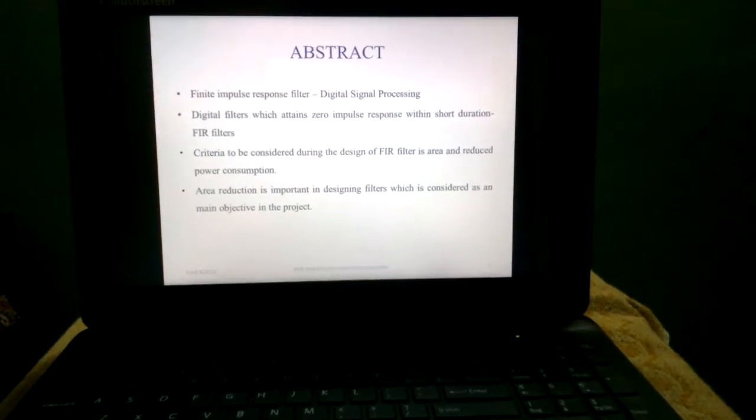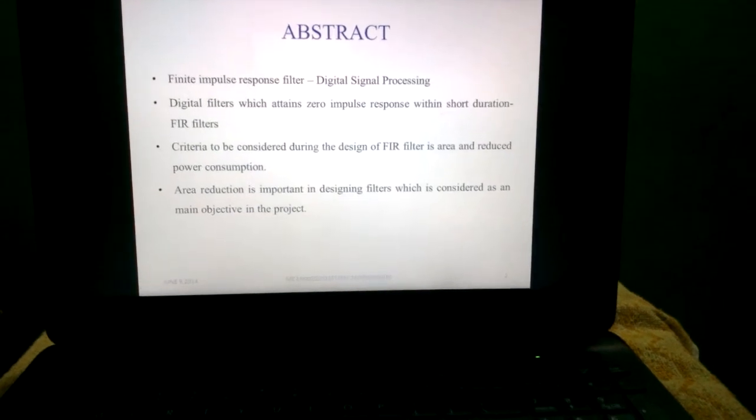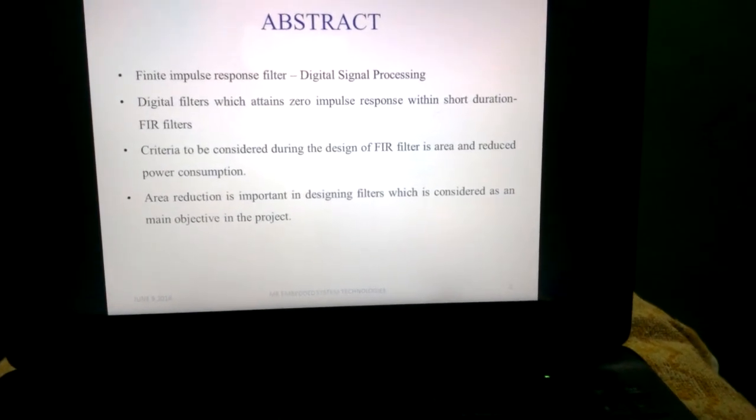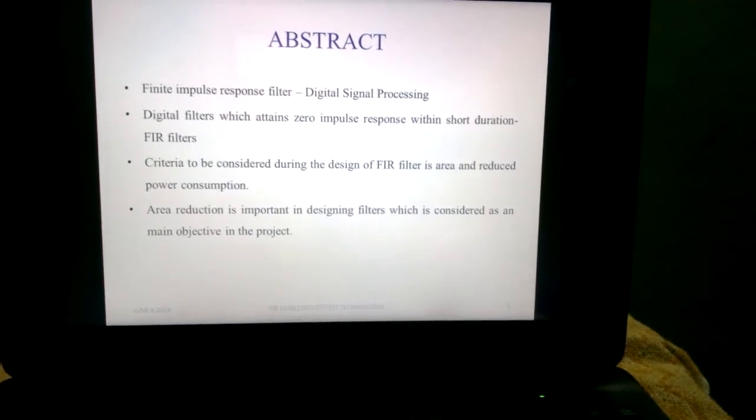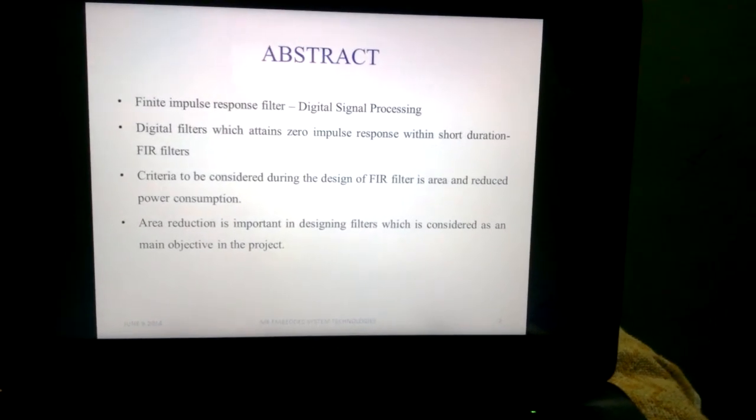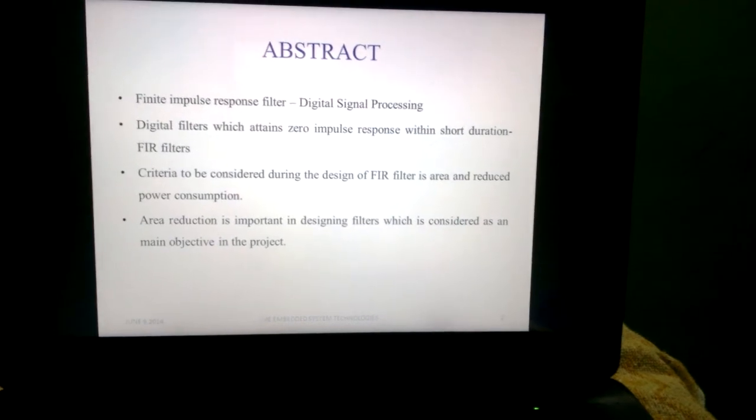Finite impulse response filter finds a variety of applications in the field of digital signal processing. Digital filters which attain a zero impulse response within a shortened duration are called FIR filters. The criteria considered in this project are area and power consumption.